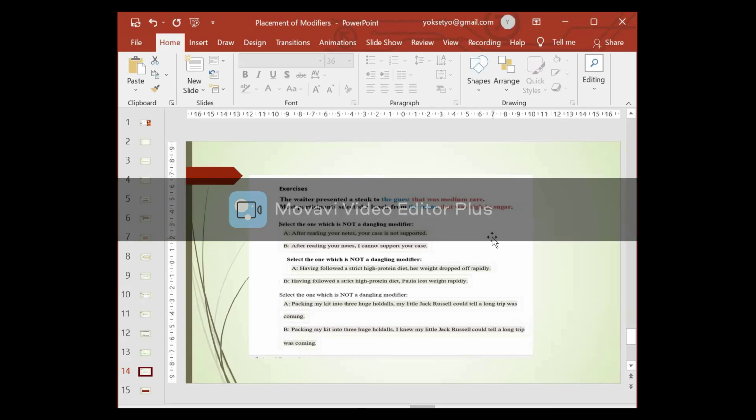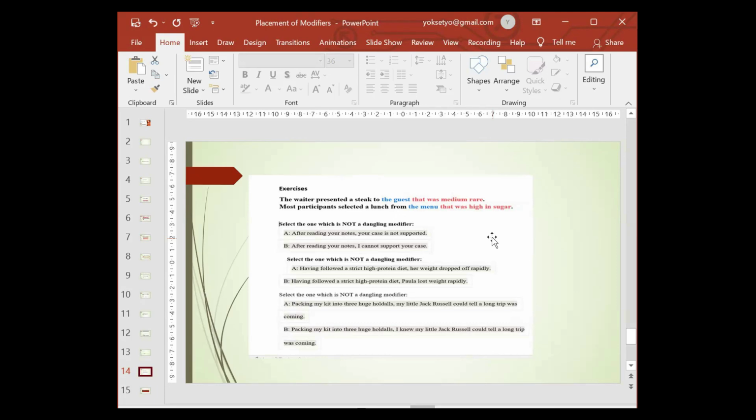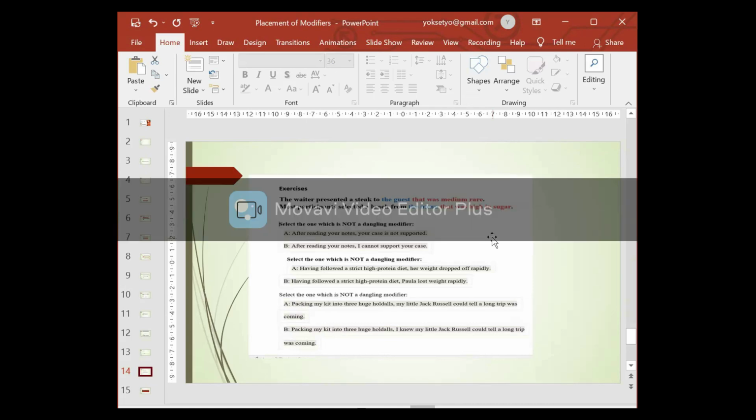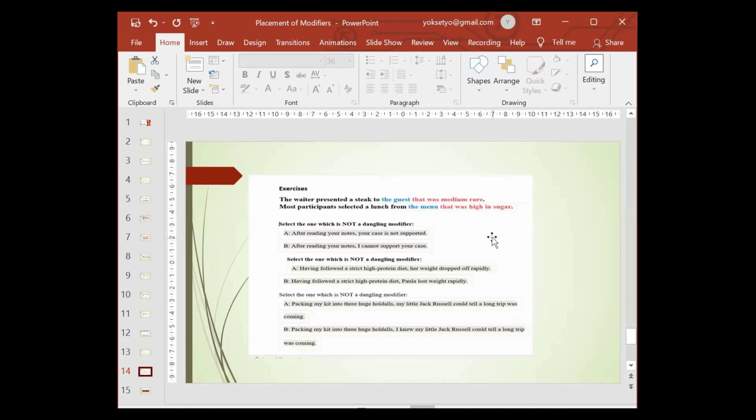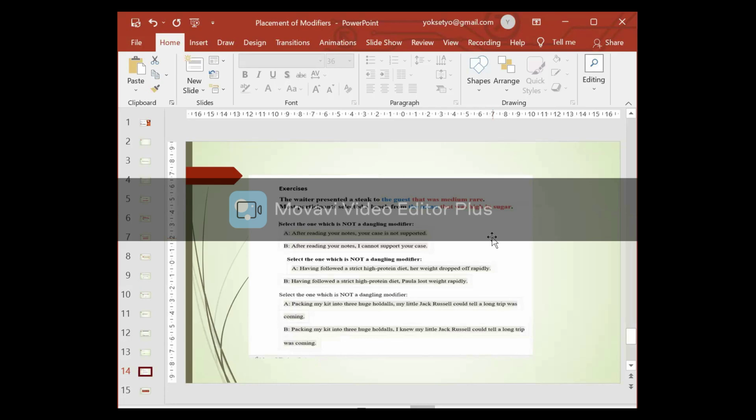Yeah. Okay. Next, most participants selected the lunch from the menu that was high in sugar. So that was high in sugar, it modifies what? Not the menu, but it modifies what? That was high in sugar. Modifies what? A lunch on the menu.